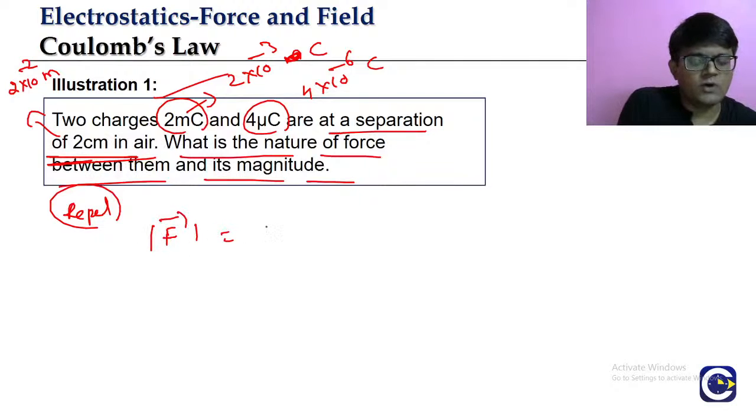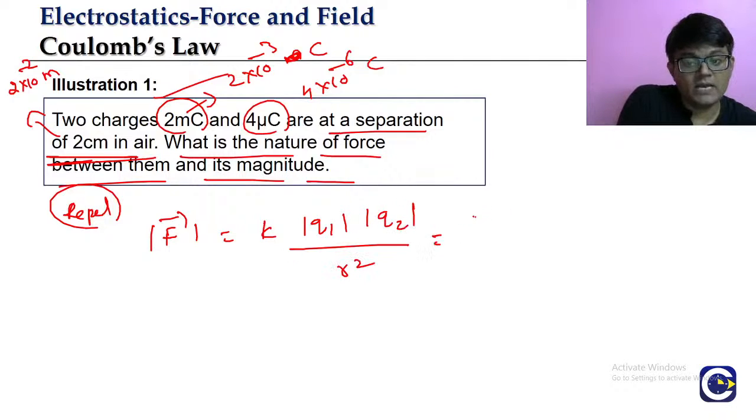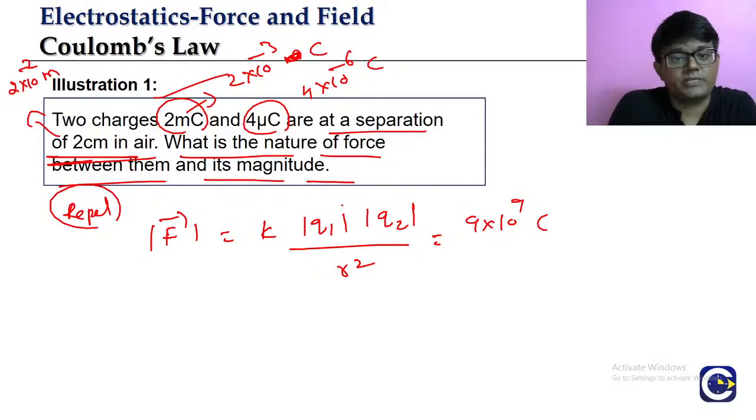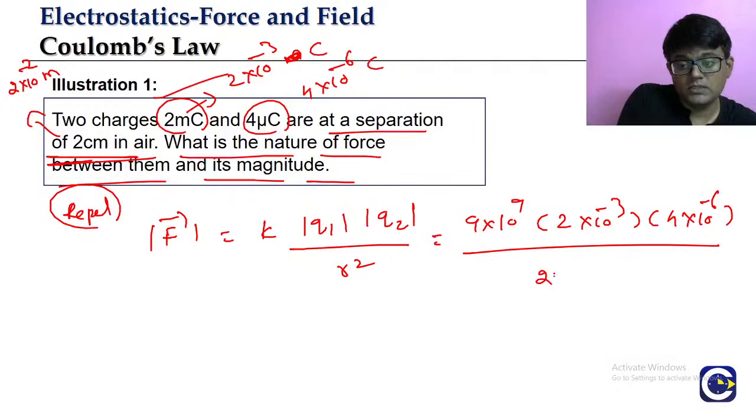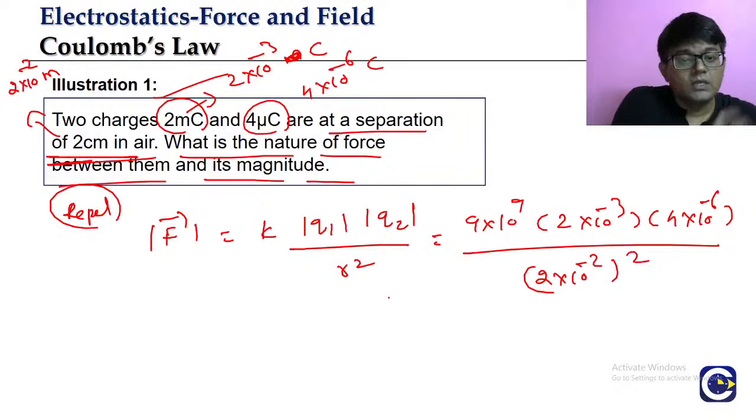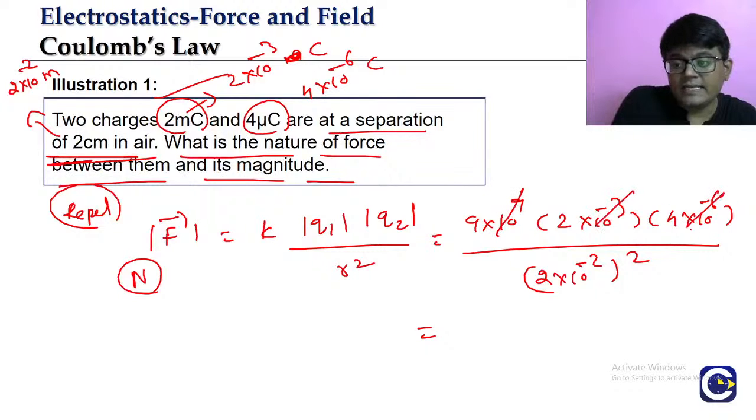It is a straight formula, Coulomb's law: F equals K into modulus of Q1 into modulus of Q2 by R square. We take everything in SI units. K is 9 into 10 power 9. Each charge is positive, and the modulus of a positive number is positive, while the modulus of a negative number is also positive. So the first charge is 2 into 10 power minus 3, the second charge is 4 into 10 power minus 6, divided by R square. Everything is in the SI system, so the force will be in newtons.